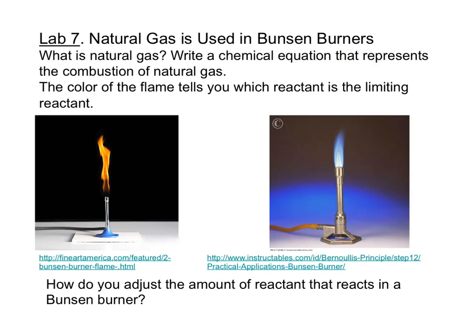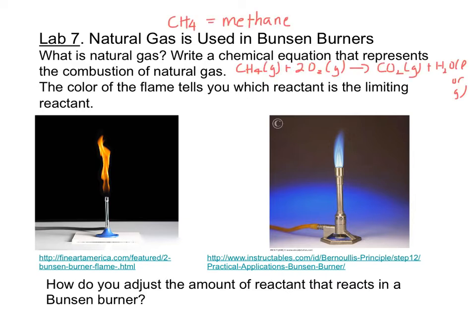Natural gas is the fuel used in your gas stove at home and is also used in Bunsen burners. Stop the video and answer these questions. And the answers are, for the flame color, turning the Bunsen burner barrel adjusts the amount of oxygen that flows through those holes. Adjusting the valve at the bottom adjusts the flow rate of the methane gas.